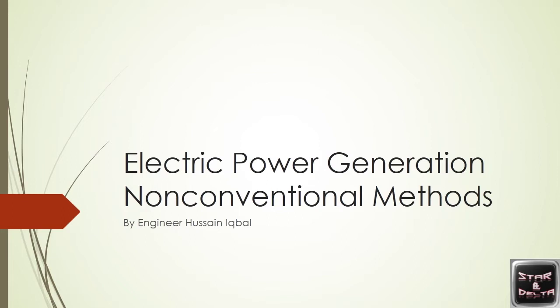In electrical power generation, there are two main methods. One is the conventional method, and the other is the non-conventional method, which I will discuss in the further slides. So, I have chosen the non-conventional method, which includes solar energy, wind energy, and nuclear power energy.